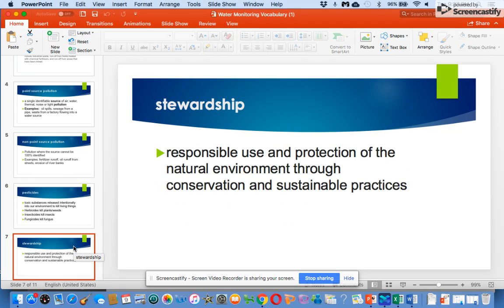Stewardship. Stewardship is taking care of stuff. You need to be a good steward. I always think about going to church and they tell you to be a good steward of your money. You need to give it to the church and help people, help the needy, that kind of stuff. Well, it's the same way with the environment. You need to be a good steward. You don't need to waste water. You don't need to take your trash from McDonald's drive-through, your drink and your bag, and just throw it out in the yard or in the ditch. That's not being a good steward.